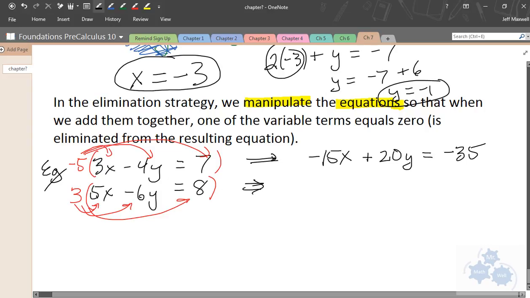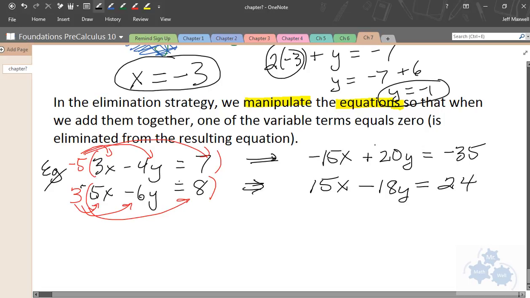The second equation, what does it become? 3 times 5 is 15x. 3 times negative 6 is negative 18. So that's what the sign is, right? If it's negative 18, it's a minus 18. And 3 times 8 is positive 24, right? Right, y, thank you. And then equals 24.